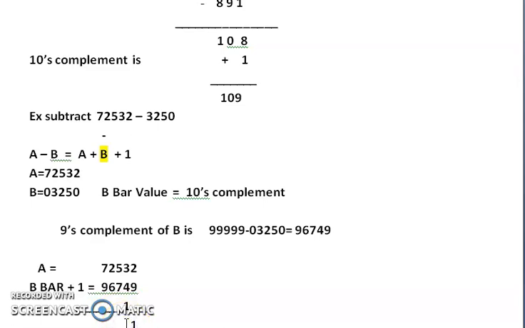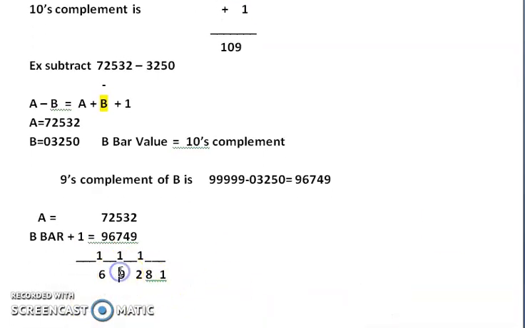After that, 5 plus 2 is 12, carry is 1. The next one, 9 plus 7 is 16, carry is 1. So what is that value? 69281. It is the value. So 69281 is the total value.